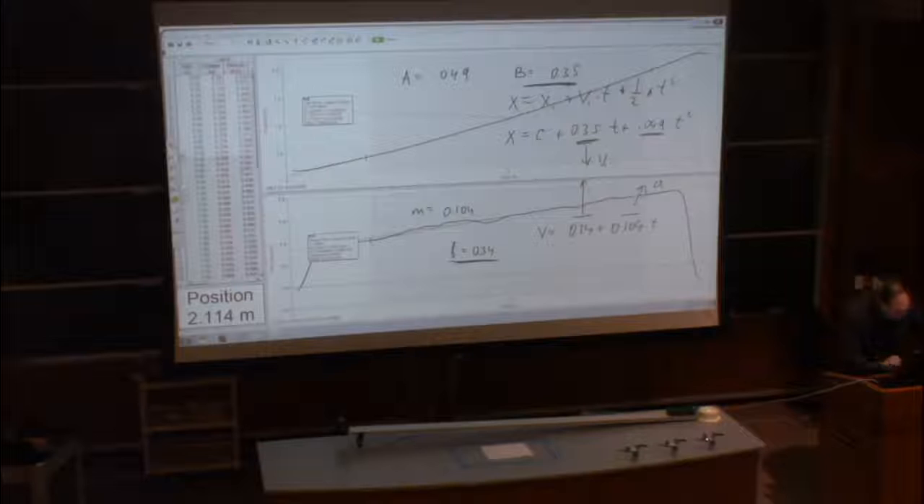So, again, we have to make a conclusion that one half of A should be equal to capital A, this big number, 0.049. So, again, from this equation, acceleration is about 0.1. And from this equation, if we multiply by 2, it is, again, about 0.1. So everything is consistent.